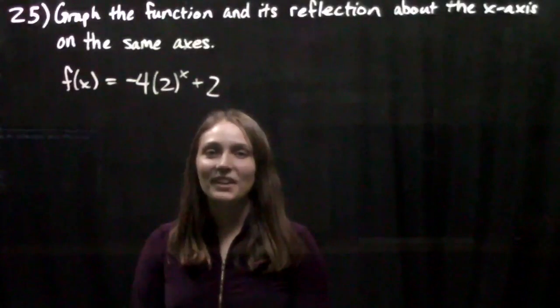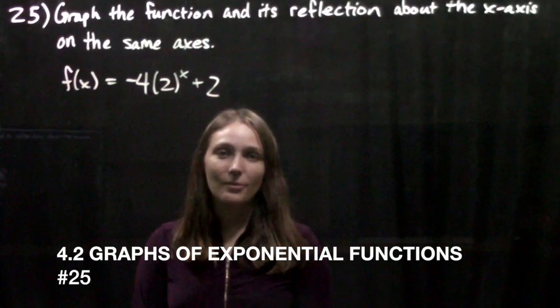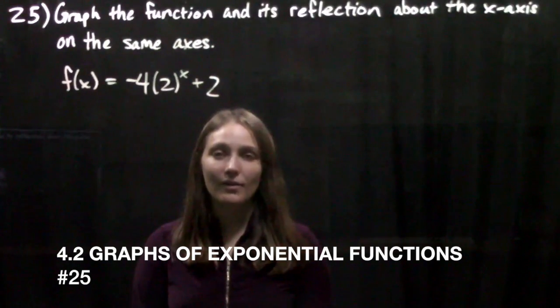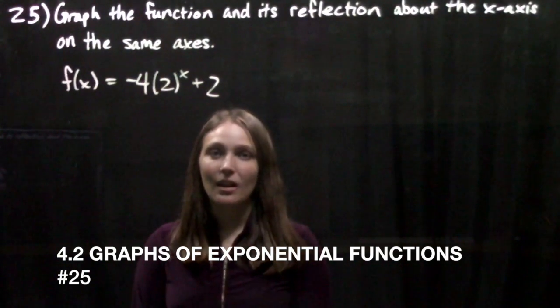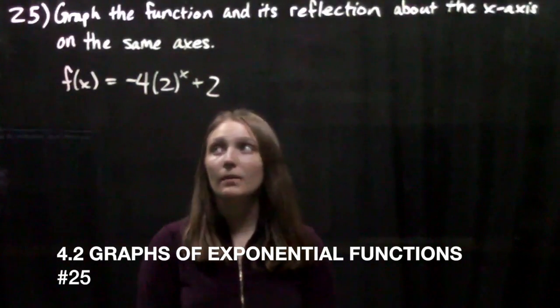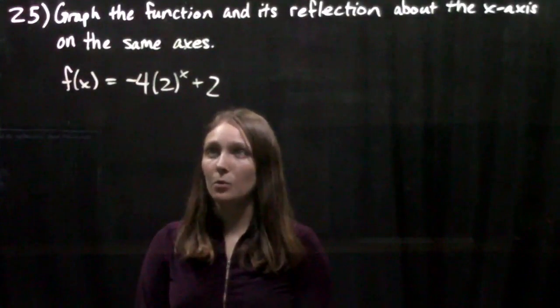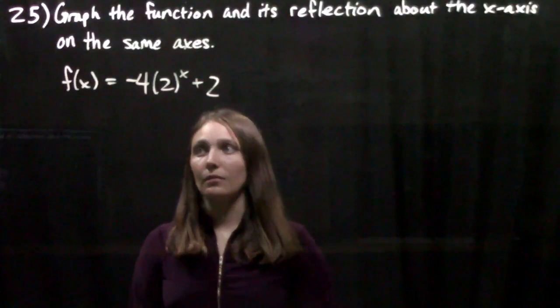Hey guys, in this video we're going through chapter 4 on exponential and logarithmic functions, and we're in section 2 on the graphs of exponential functions. And we're working on number 25, which says graph the function and its reflection about the x-axis on the same axes. And we're given f of x equals -4 times 2 to the x plus 2.